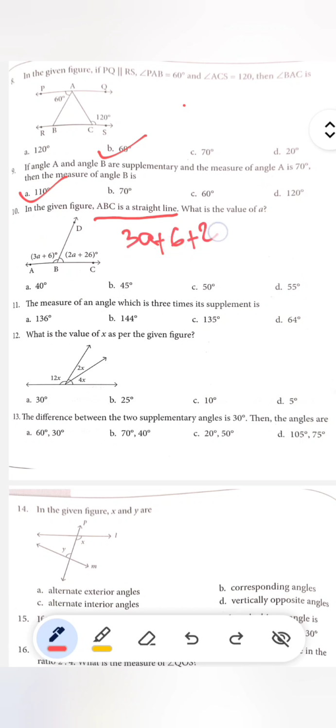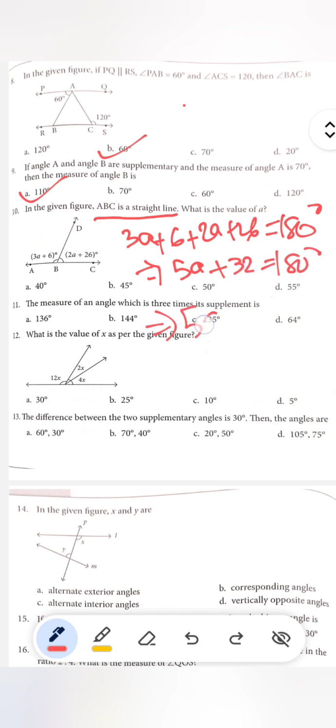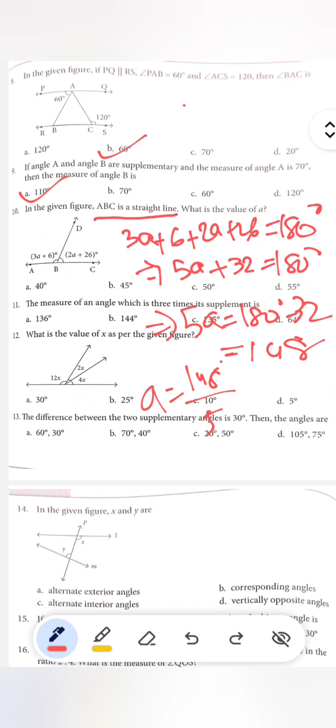3A plus 6 plus 2A plus 26 is equal to 180 degrees. Now 3A plus 2A is equal to 5A, plus 32 is equal to 180 degrees, and 5A is equal to 180 degrees minus 32. So 10 minus 2 is equal to 8, 7 minus 3 is equal to 4, 148 degrees. I don't think we will get the answer here. And A is equal to 148 degrees by 5. No. 5A plus 6 plus 26.